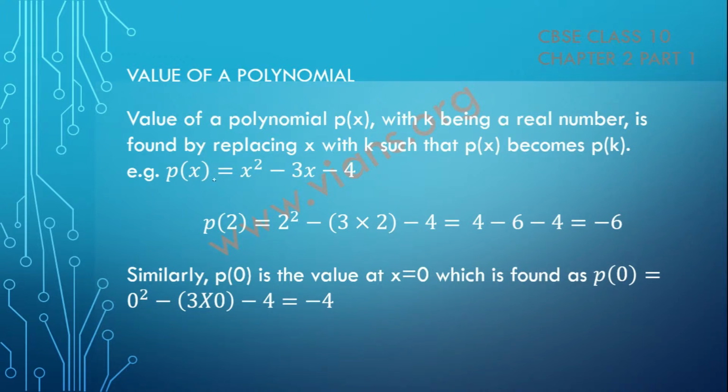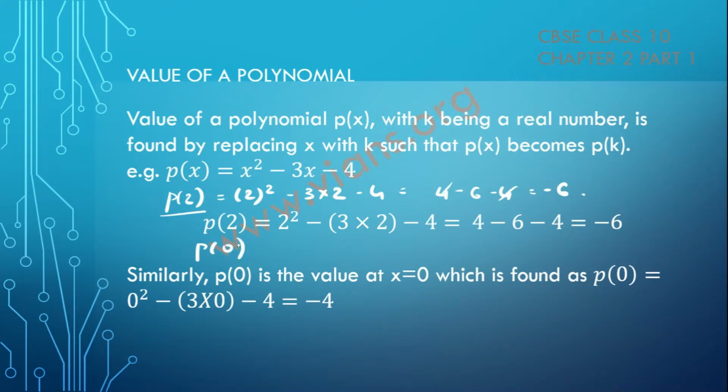For example, p of x is equal to x squared minus 3x minus 4. If I say that I want to substitute 2 into it, then it would be 2 squared minus 3 into 2 minus 4. So that would be 4 minus 6 minus 4, cancel the 4, and it would be just minus 6. So that would be p of 2. Similarly, you could find p of 0.